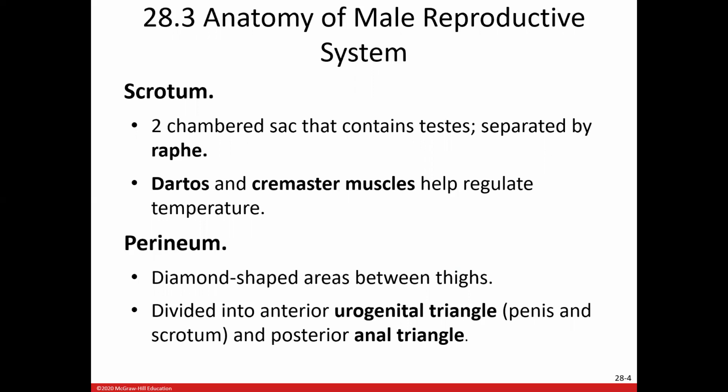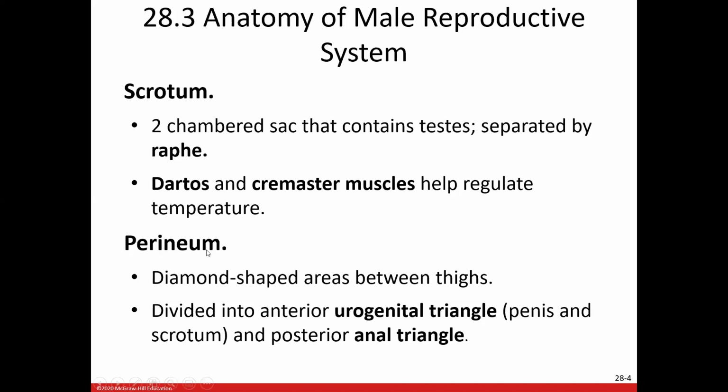On the other hand, if it gets too warm, that dartos muscle and those cremaster muscles are going to relax, and that's going to increase the surface area and space of the scrotum, so dissipating more heat, and the scrotum is going to move further away from the body, ultimately cooling it down. So there's going to be sort of a feedback loop in terms of contracting or relaxing based on the temperature needs of the testes.